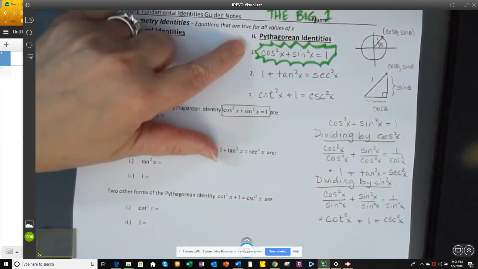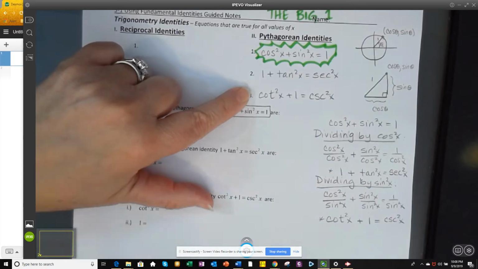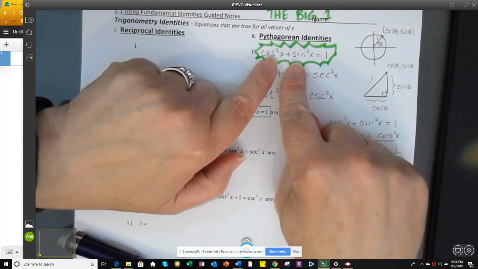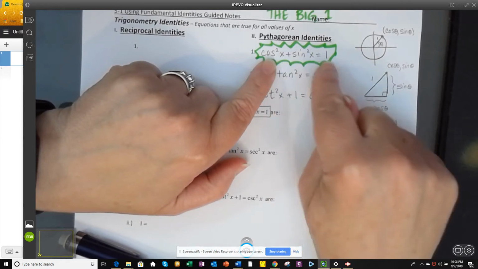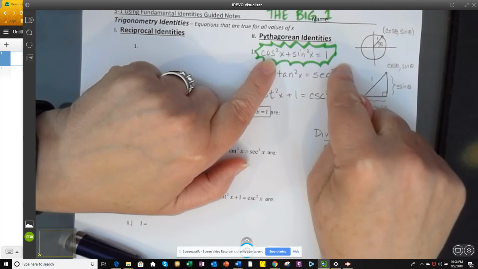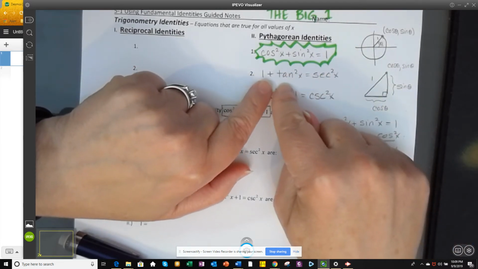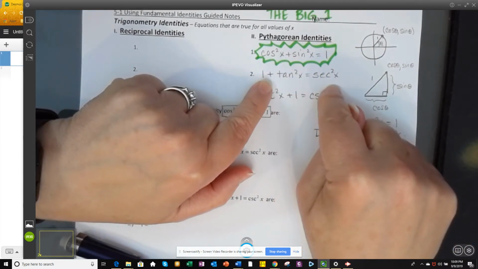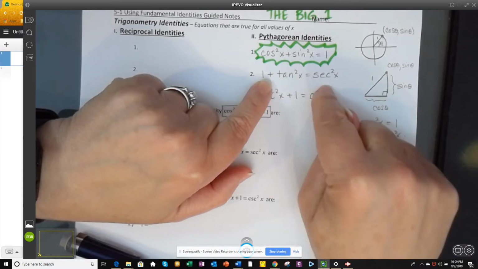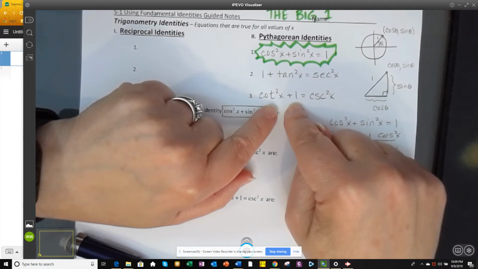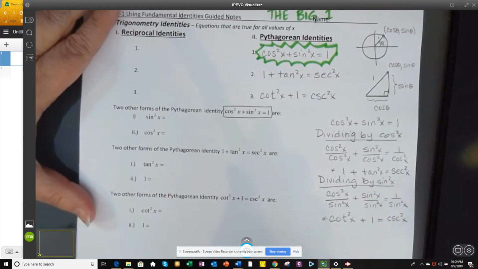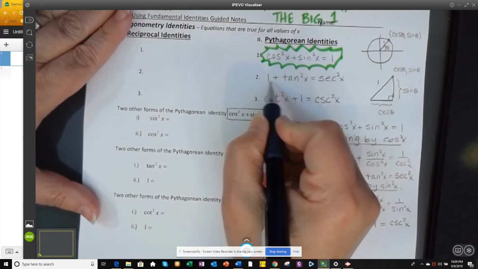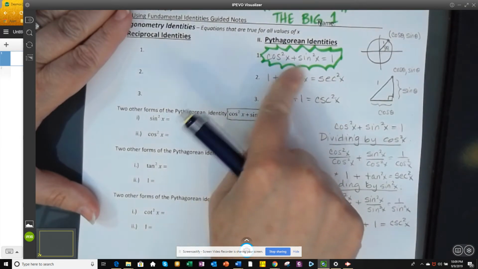So we have 3 Pythagorean identities. Now, what do we mean by the word identity? That means wherever I see cosine squared x plus sine squared x, I can replace it with a 1. They have the same value. They have the same identity. And the same thing here with 1 plus tangent squared x equals secant squared x. Wherever I see a 1 plus tangent squared x, I can replace it in my equation with a secant squared x. And cotangent squared x plus 1 equals cosecant squared. I could do the same thing here. Okay, now, 1 is a really cool number to be able to replace something more complicated with.